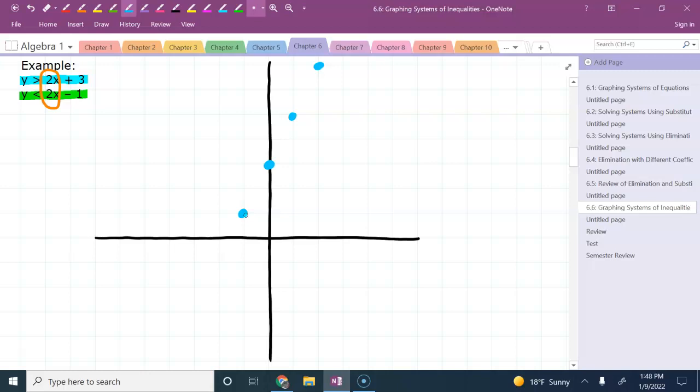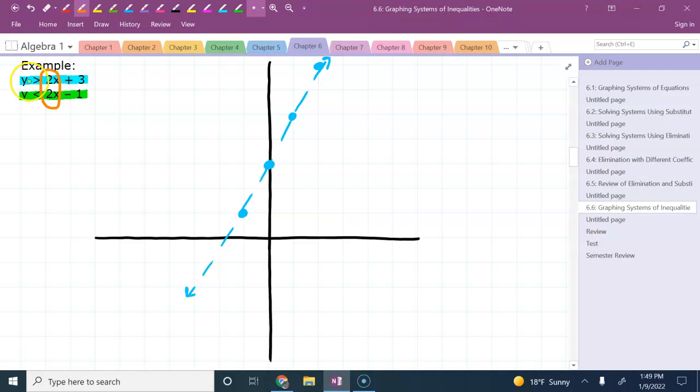Should I have a solid line or a dashed line for this one? Should be a dashed line. So I'm going to go ahead and draw that in. Again, a dashed line because there's no equal sign. Now, shading, you can still test your point 0, 0. If you guys are comfortable with doing that, I would keep testing that point from this point on here. Or you can understand that that sign says greater than, so you're going to shade above the line.